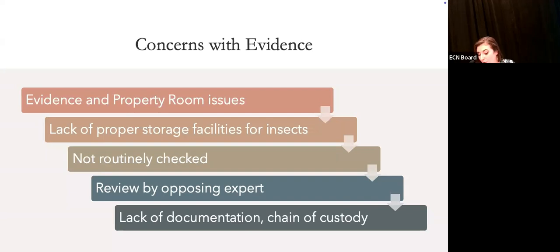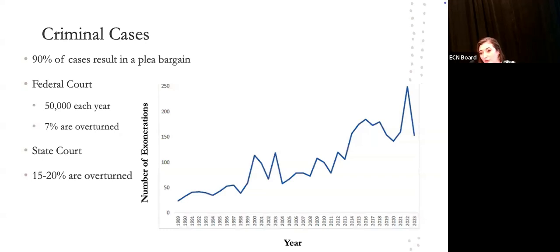And so my concern for the future of forensic entomology is that with the number of criminal cases that we see, a large percentage results in a plea bargain, meaning that they will not go to trial. But in federal court, there are about 50,000 cases every year that are appealed. 7% are overturned. At the state court level, it's a much higher percentage, about 15 to 20% of these cases are overturned, meaning that somebody is responsible for reviewing this evidence to be able to advocate for that case.